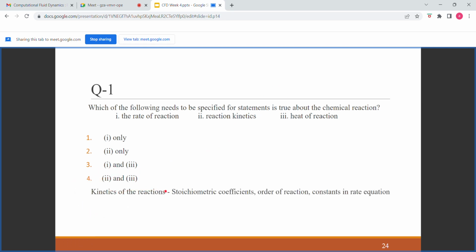Kinetics of the reaction, like stoichiometric coefficients, order of reactions and constants in the rate equation, should be known along with the heat of the reaction. So the answer is option 4. 2 and 3 should be known.